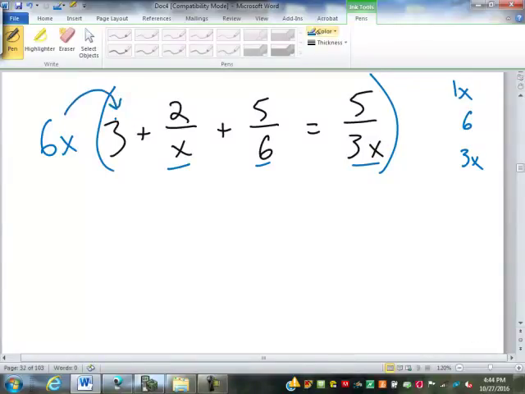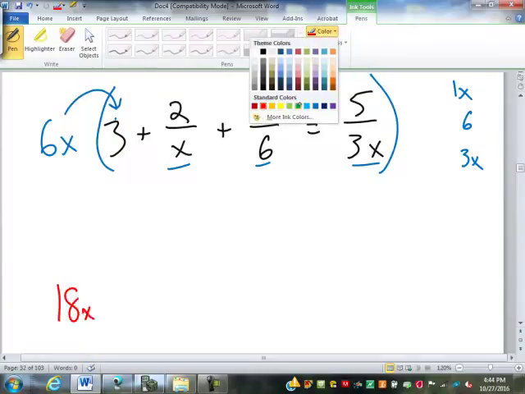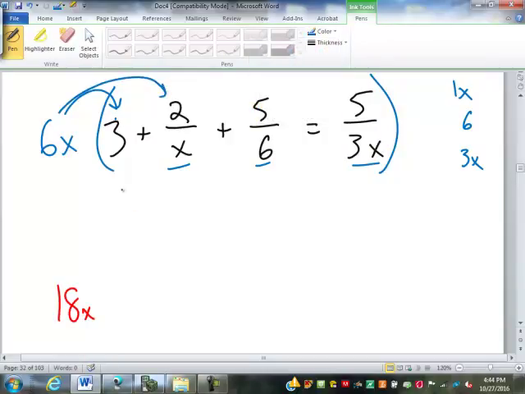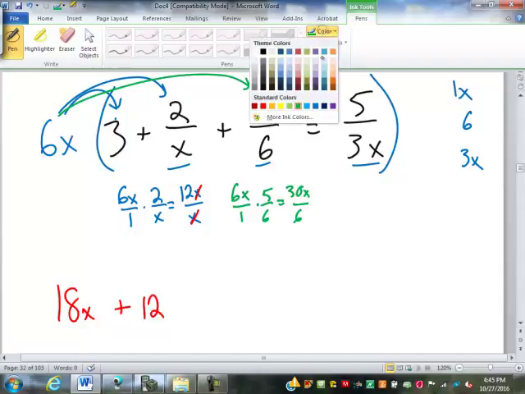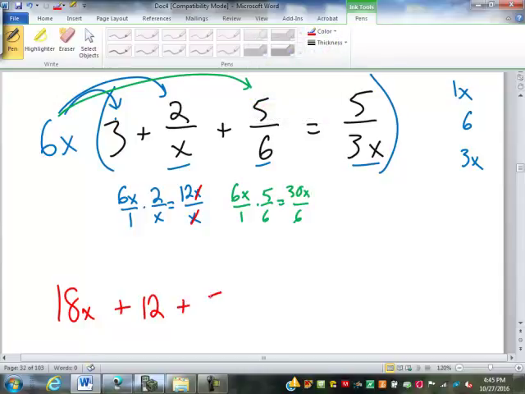So 6x times 3, that part's not so bad, 18x. 6x times 2 over x, we'll make this 6x over 1 times 2 over x. 6x times 2 is 12x. 1 times x is x. That divides out to be 12. 6x times 5 over 6. So 6x over 1 times 5 over 6. 30x over 6, which divides out to be just 5x.